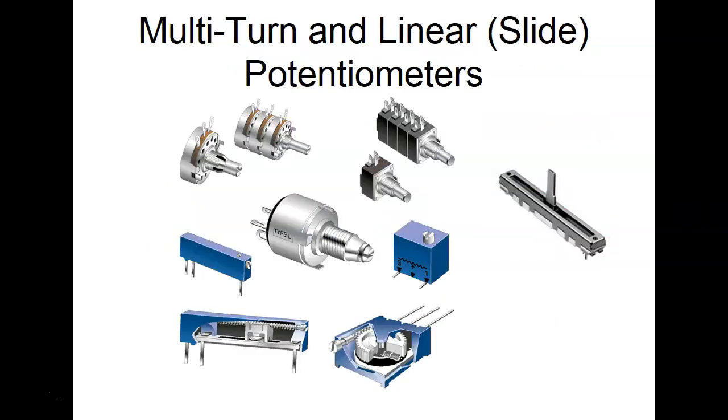So multi-turn pots, we have 10-turn pots, so that would be 360 times 10, right? So then our transfer function would be our input voltage over 360 times 10. So now we're getting way down in the millivolts. The more accurate you need to be, you may need to go either to a 10-turn pot or to 5-turn pots. The only one we're going to deal with is what we call a single-turn pot.